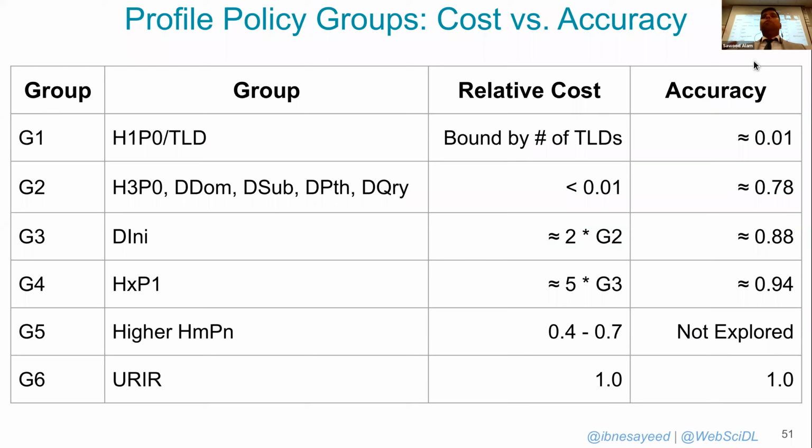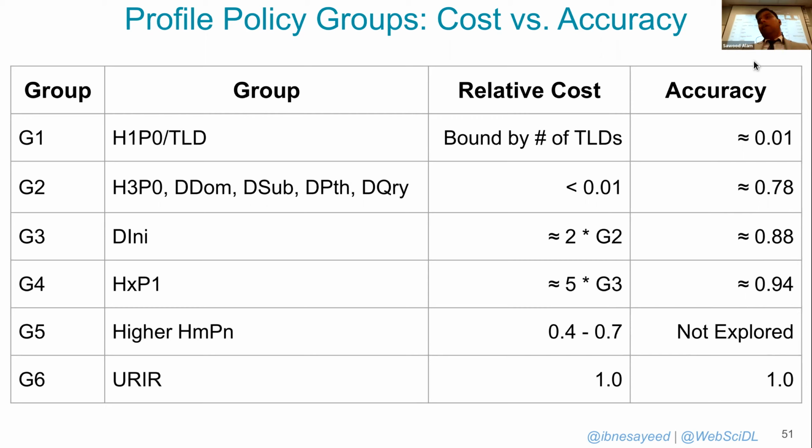Then we grouped together all these things that we evaluated. What we found is certain profiling policies go together. And H1P0, or the TLD profile, has nothing to do with how much data there is in an archive.